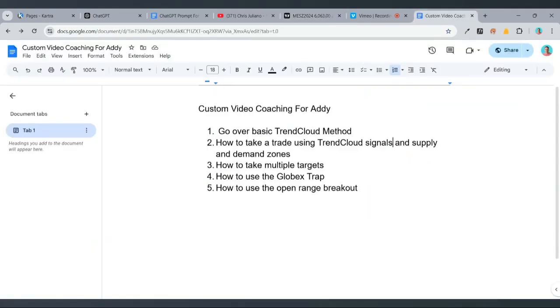Alrighty, did we get everything? We did. TrendCloud method, how to take signals using TrendCloud signals and supply and demand zones, how to take multiple targets, how to use the Globex trap. And again, we're just using the Globex trap for information. We're not using it as an actual strategy. And how to use the opening range breakout, which is a beautiful strategy and what I used in the competition to make money and get into that top 14th percentile.